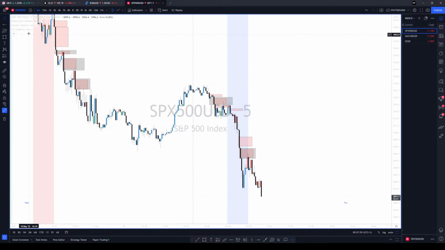You need to get that fair value gap indicator. If you get that, then any pullback to a fair value gap is going to give you a potential sell.